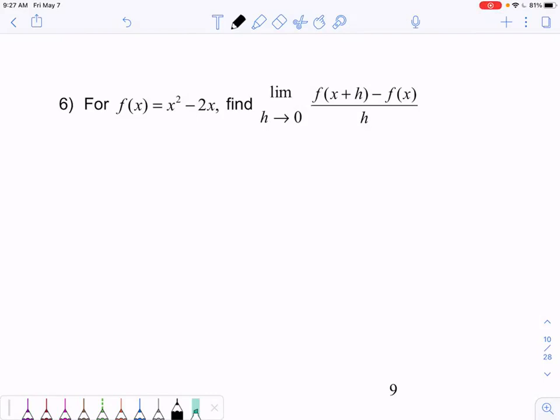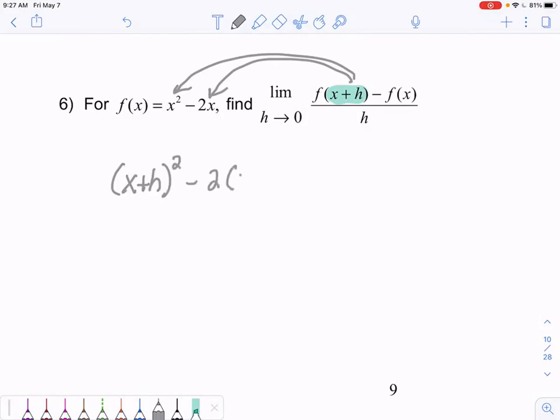The hardest part, I think, is getting that setup step and understanding that you have to take the x plus h and go into your function, not the opposite way around. So we need to use the function x squared minus 2x and change the x in the function to be x plus h. So x squared is x plus h quantity squared. Minus 2x is negative 2 times x plus h. So again, this whole expression represents f of x plus h.